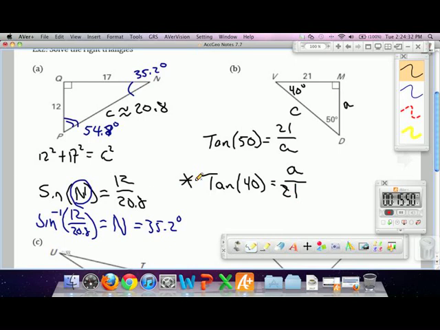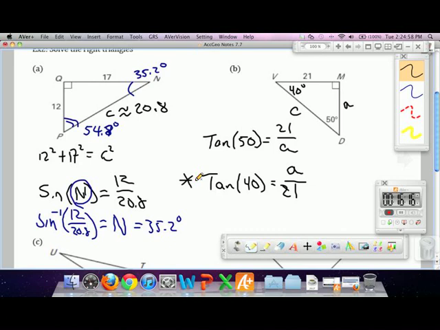Once you know what A is, then what can we do? Now if you want to use Pythagorean theorem, you use Pythagorean theorem. If you want to use sine or cosine with one of these two angles and one of the appropriate sides, you could do opposite. Say sine of 50 is 21 over C. Or maybe cosine of 50 is A over C. And there's a lot of different ways to solve. Just pick one that's appropriate and that works.